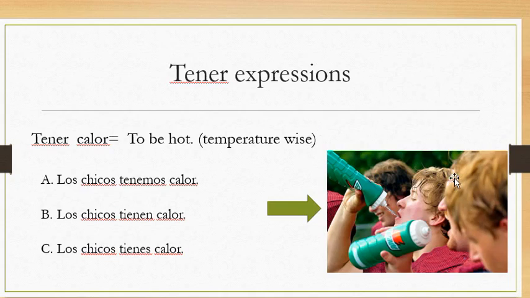Another expression using tener is to be hot. In Spanish they say, you have heat. So, if I want to say that the little boys are hot, like it's hot outside, you would say, los chicos blank calor. We want the ellos form, so we're going to go with B. Los chicos tienen calor.